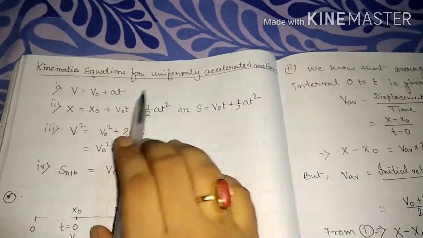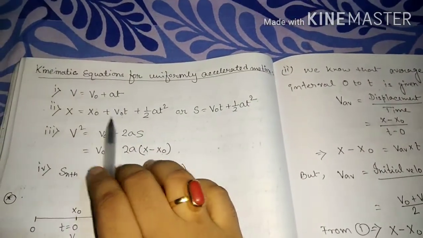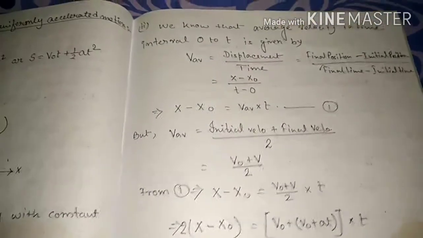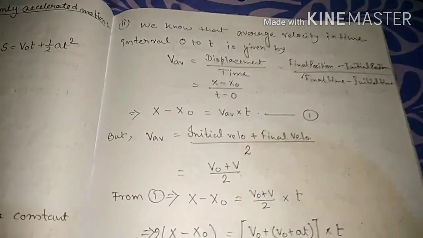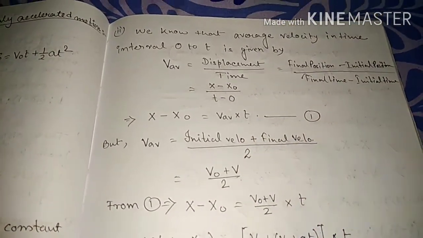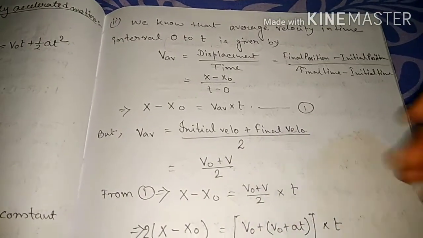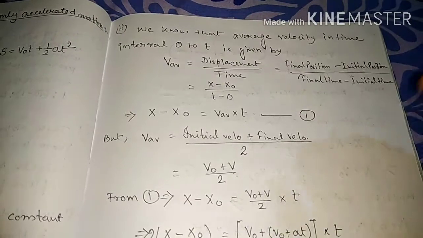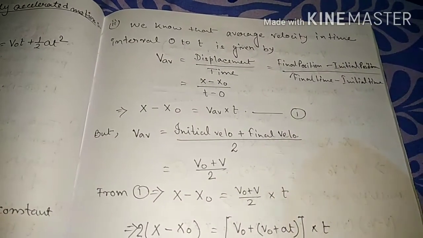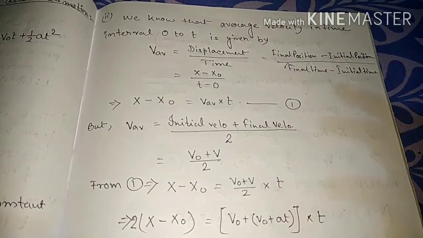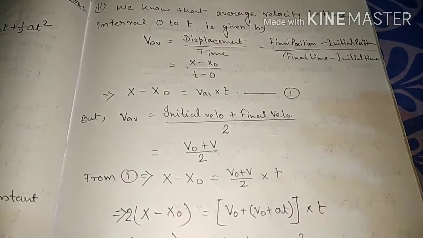Now, second number. Two equations are there, and we will prove both. One is a position-time relation, another one is a distance-time relation. Both meanings are the same, just the expression, the equation, is different. So we know that from the definition of average velocity, we can define average velocity in two ways.